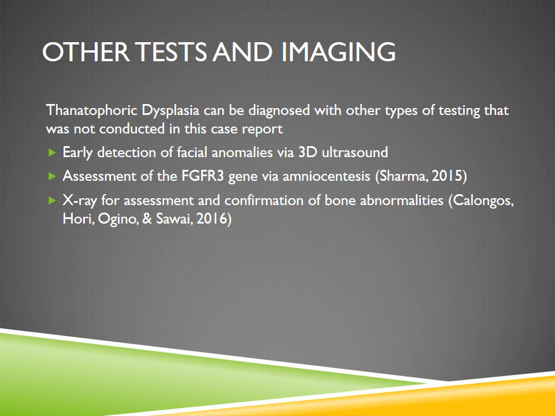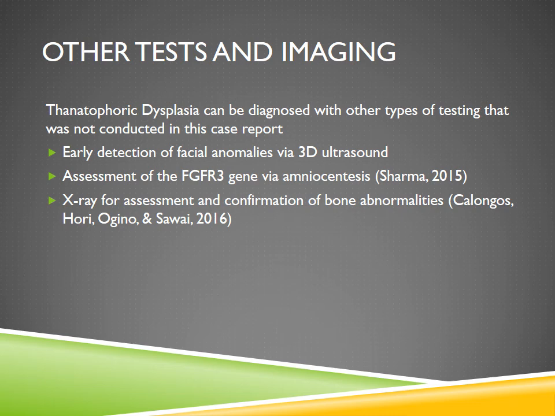There was also no assessment of the FGFR3 gene, which is the defining factor in the formation of thanatophoric dysplasia. Mutations in this gene would show that there is an absence of growth factors in the gene causing abnormal growth of long bones. Assessing this through amniocentesis would have aided in diagnosis prenatally, but was not cost-effective in this case.